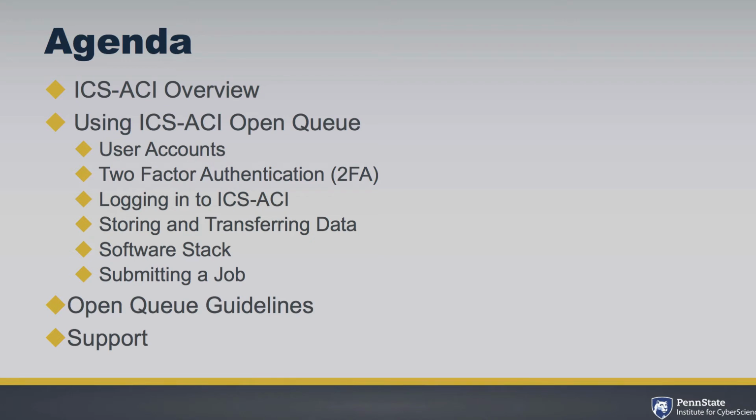Okay, so the agenda for what we're going to talk about today. I'm going to give you a quick overview of what ICS-ACI is and what that means. We're going to talk about our Open Queue. We'll talk about a number of different things: user accounts, two-factor authentication, logging into the system, storing and transferring data, accessing our software and software that we have available, our central stack, submitting a job, some guidelines for utilizing the Open Queue, and last, certainly not least, and most important, is how to get support when you need support.